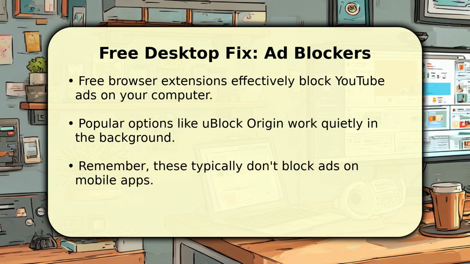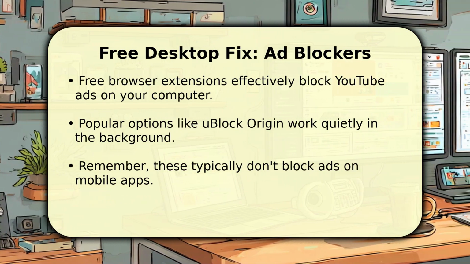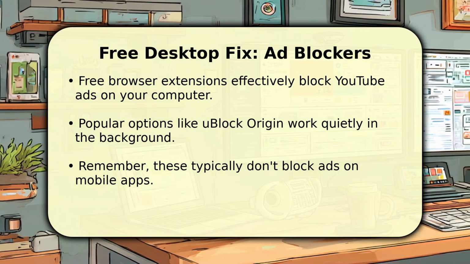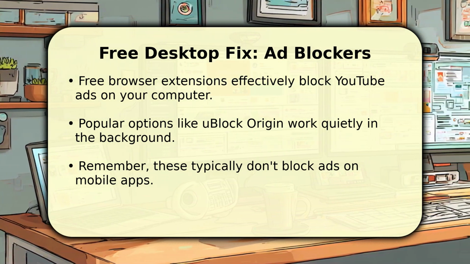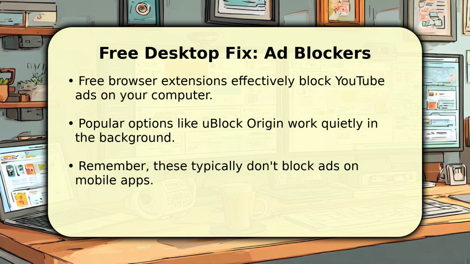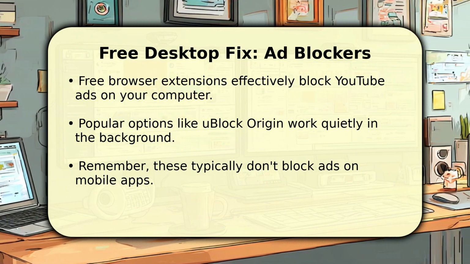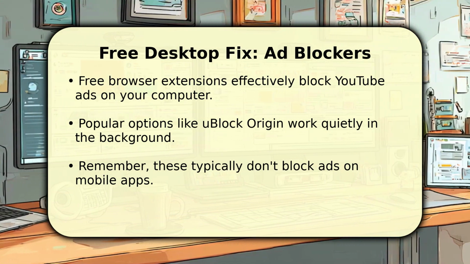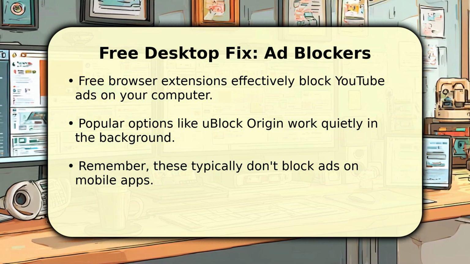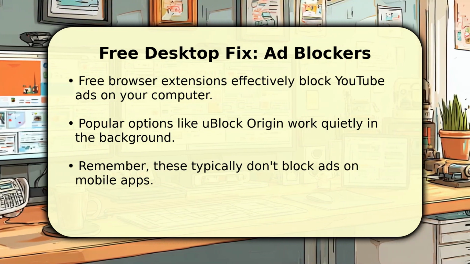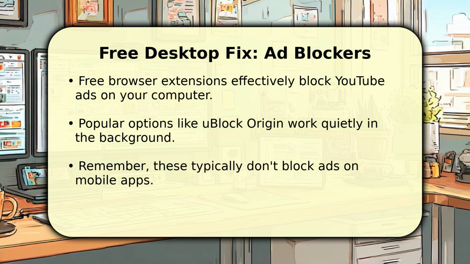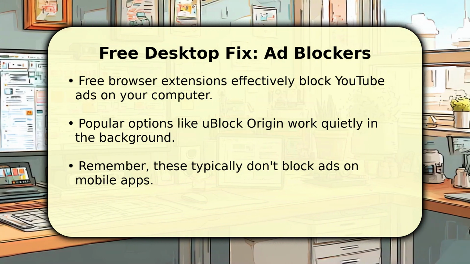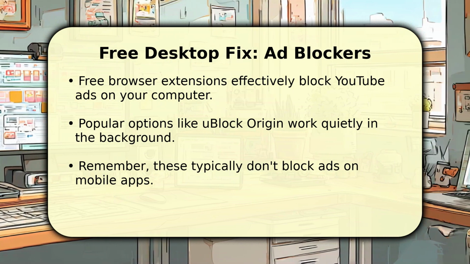For desktop users, a fantastic free option is installing an ad blocker extension on your web browser. Tools like uBlock Origin are incredibly efficient, quietly removing most YouTube ads as you browse. Simply search your browser's extension store, install the ad blocker, and refresh YouTube. Just remember, these extensions usually only work on your computer's web browser, not on mobile YouTube apps. They are a simple, powerful solution for desktop viewing.